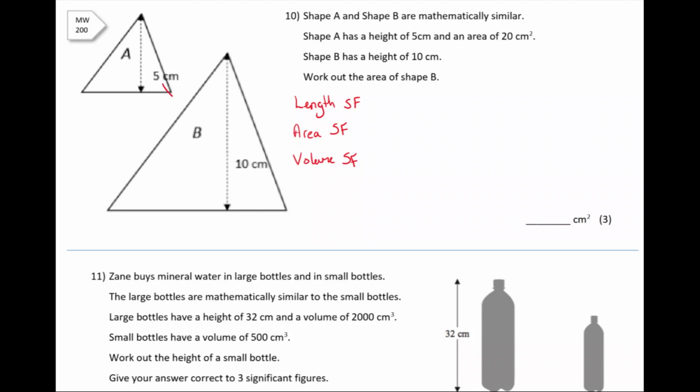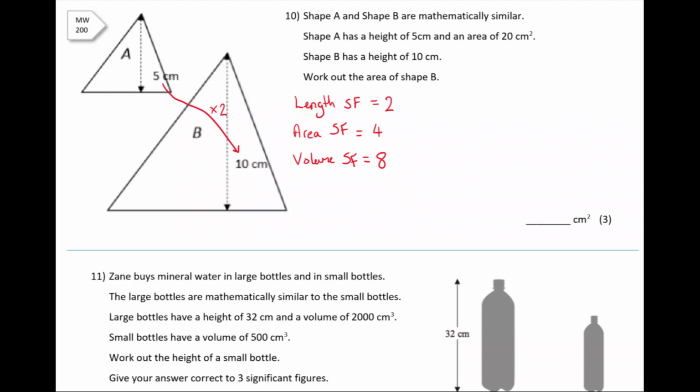The length scale factor obviously just describes what we've multiplied lengths by to get new lengths. Now in this case we've multiplied by 2, we've doubled the height. Now the area scale factor is going to be the length scale factor squared, okay, which would be 4, and the volume scale factor, I don't know if volume's involved in this question, don't think so, but it would be the length scale factor cubed, which would be 8.